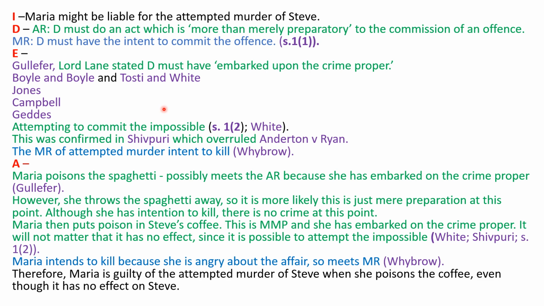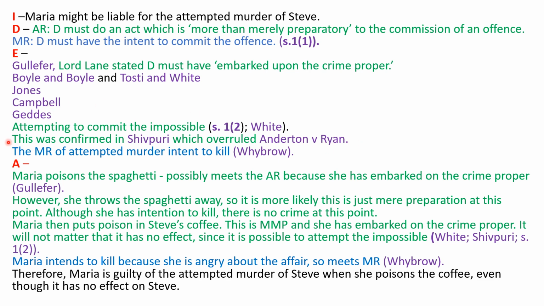So, for example, if I decide to kill my husband by giving him Smarties because I genuinely think Smarties are poison, obviously that's not going to kill him. But as long as we can show that I intended to kill him and I've attempted to kill him, I've embarked upon the crime proper, the fact that it's physically impossible to kill someone with Smarties is irrelevant. But that's quite a difficult thing to get your head around at first. But that rule was confirmed in the case of Shivpuri, which overruled an earlier case, Anderton and Ryan.